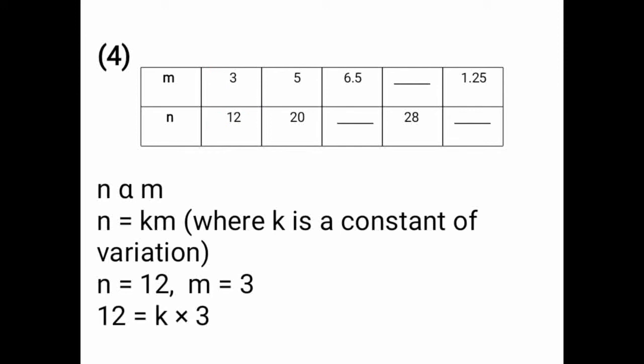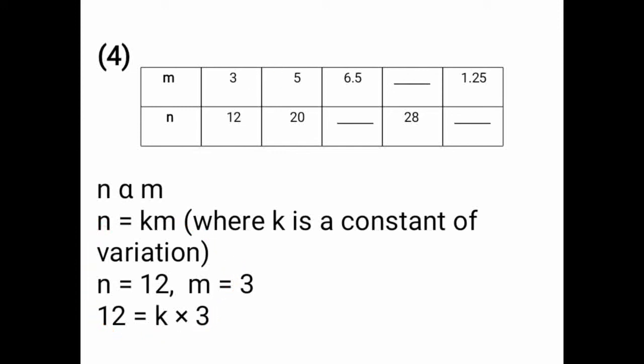12 is equal to K into 3. I have substituted the value of N is equal to 12. In place of N I wrote 12. Constant of variation K you have to find. In place of M I wrote 3 because M value is given 3.